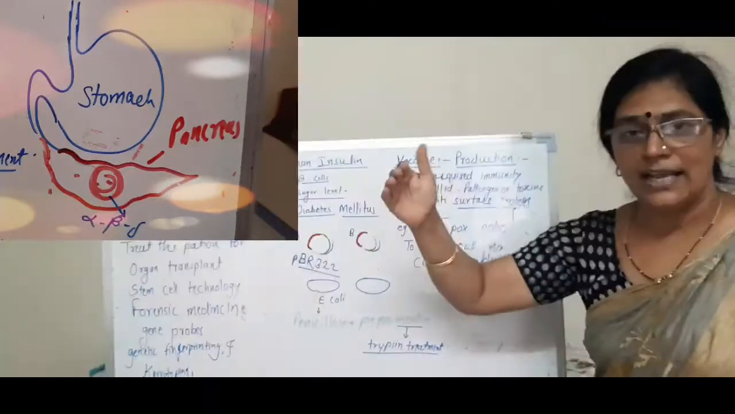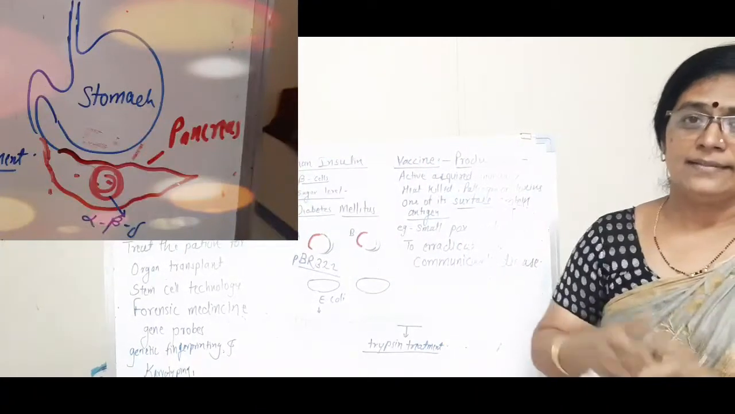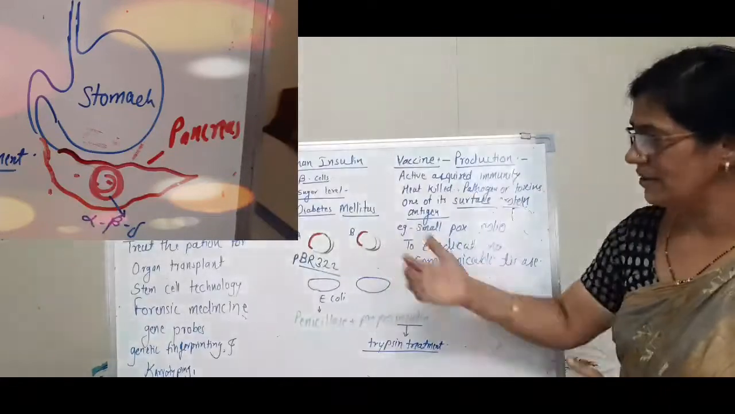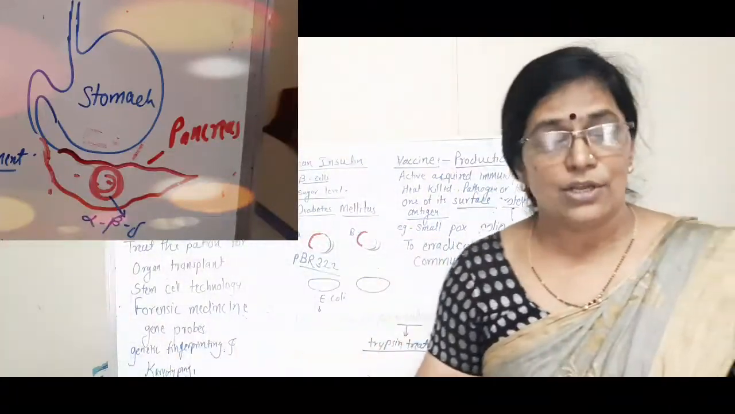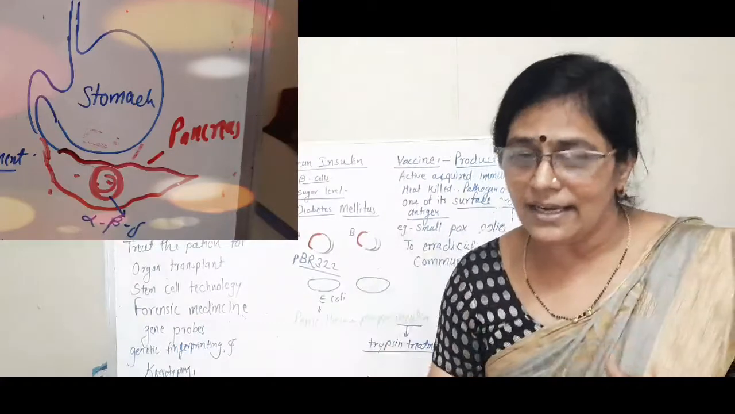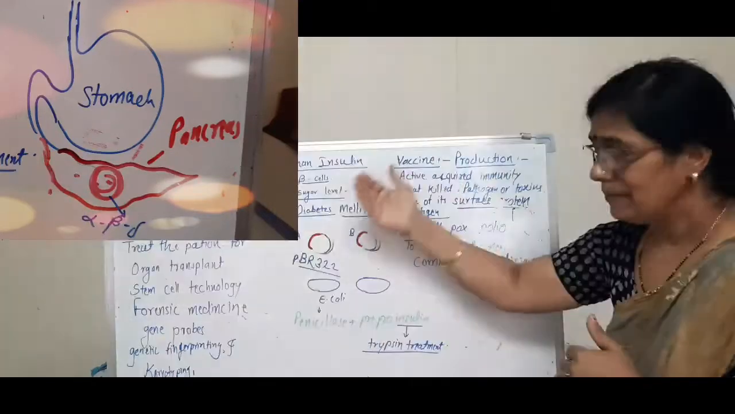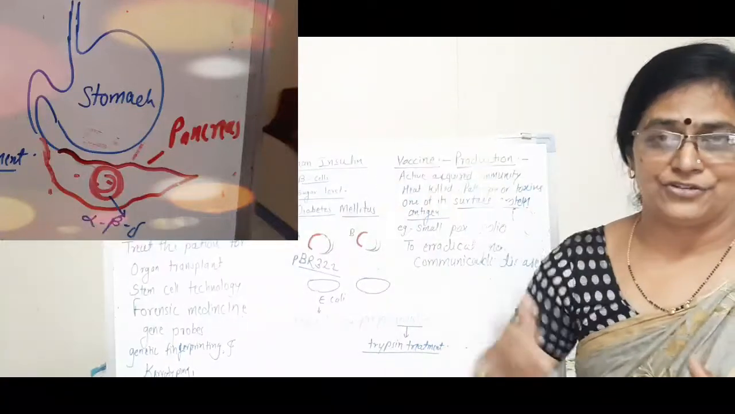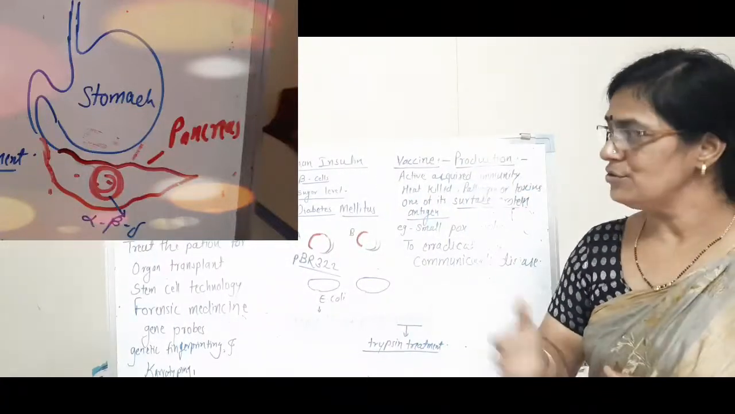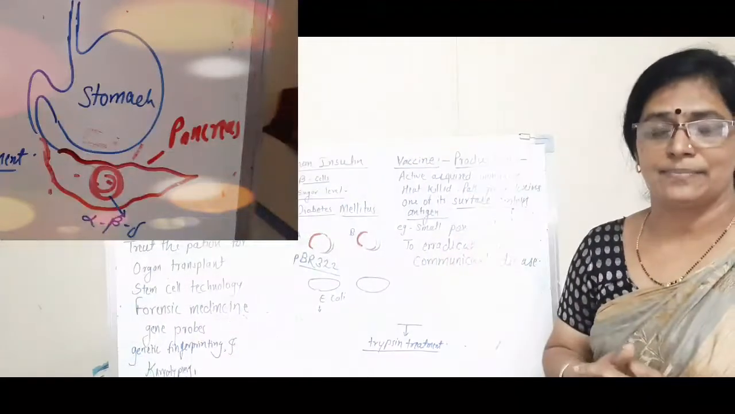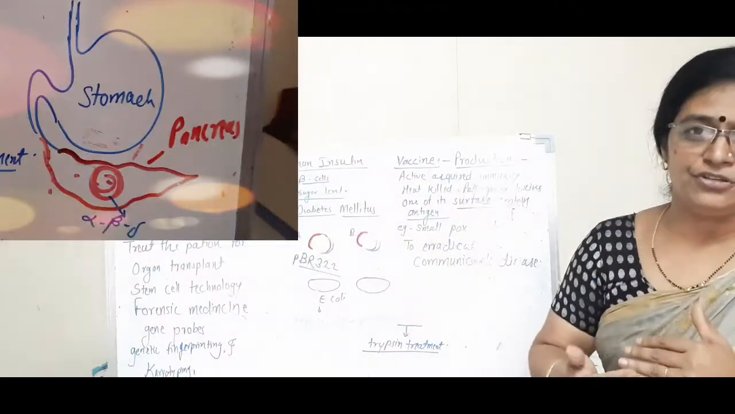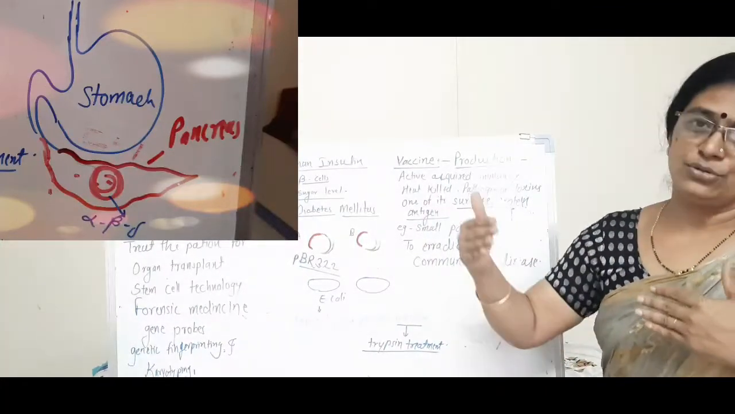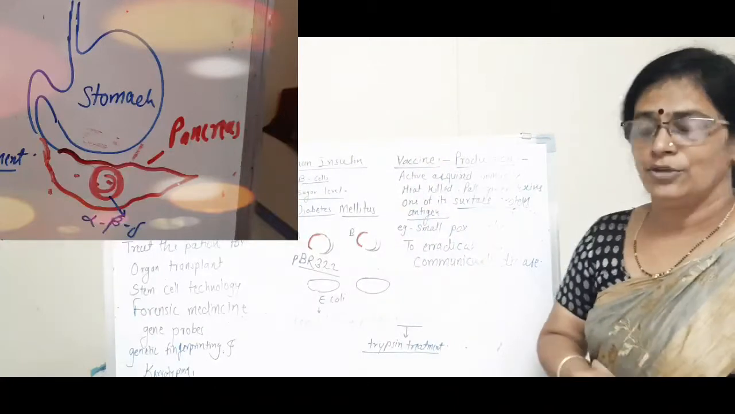Whenever there is a low amount of insulin, the patient suffers from diabetes mellitus. So diabetes mellitus is related to the beta cells of the islets of Langerhans in the digestive system. When these cells secrete insulin, and the insulin level decreases, the sugar level is not maintained in that human being.